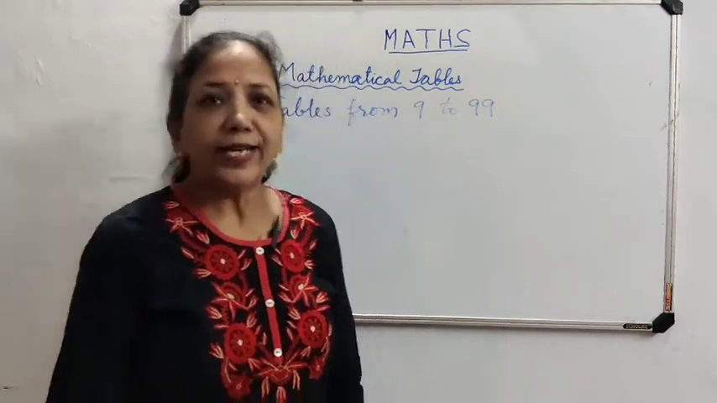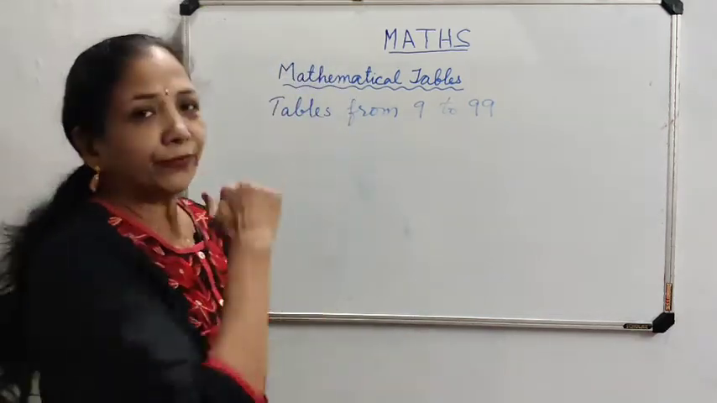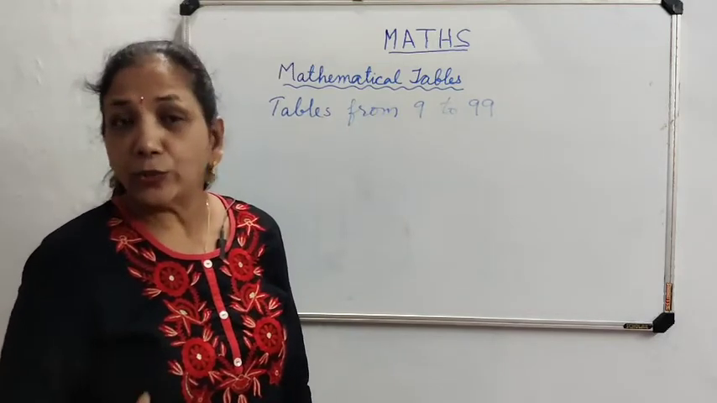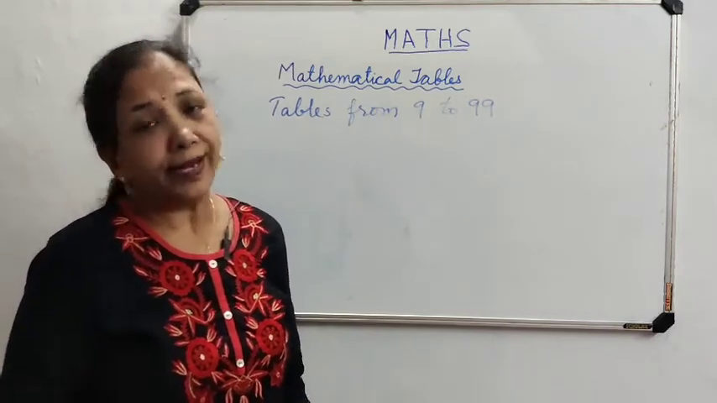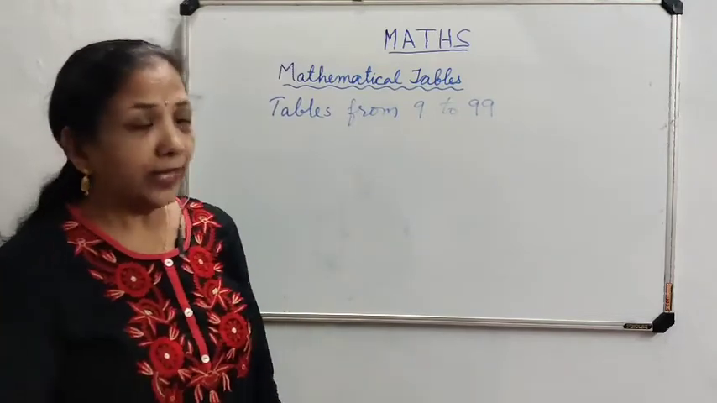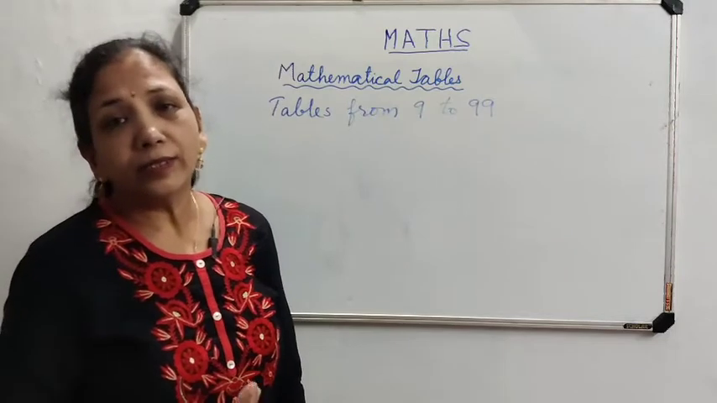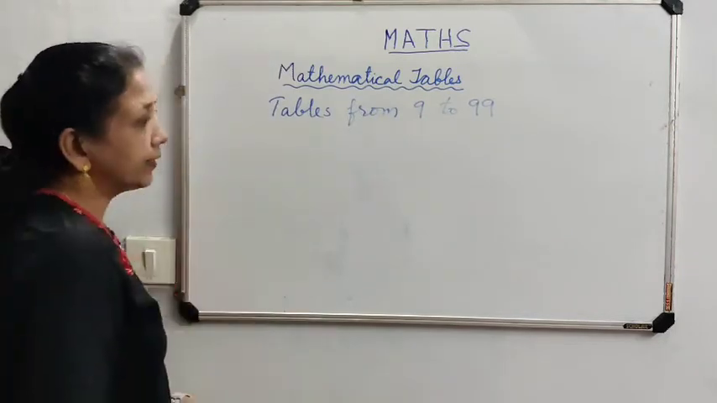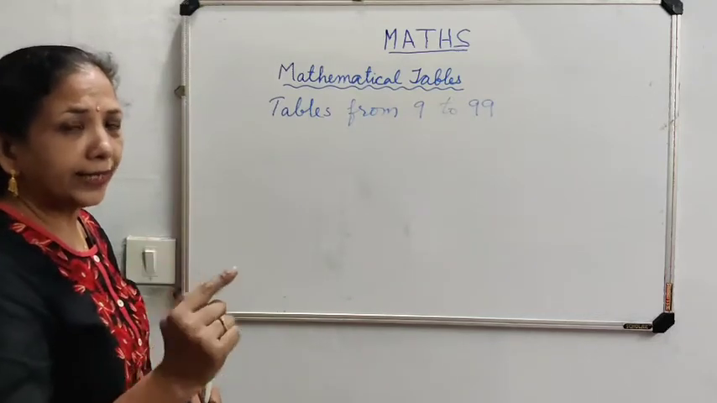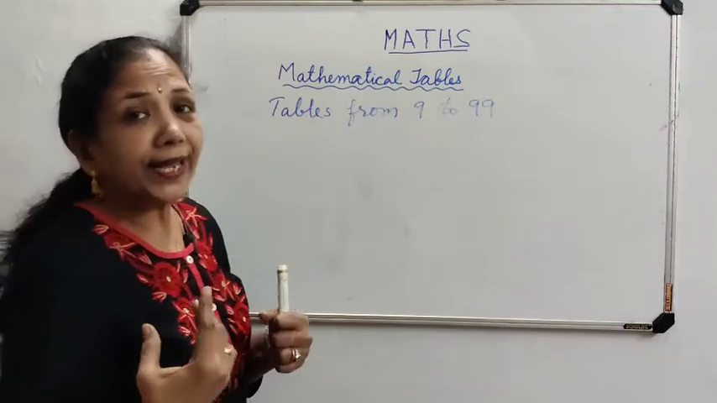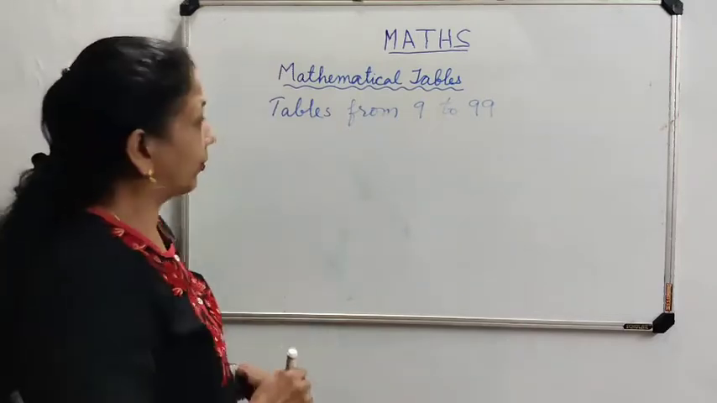Hello children, now we will learn the tables from 9 to 99. If you know the tables from 2 to 8 by heart, then it will be easy. If you know the 2 to 8 tables, then you can find out the tables from 9 to 99. First I will show you 9, 19, 29, 39 like that, where the ones place is 9. How to find them, okay?